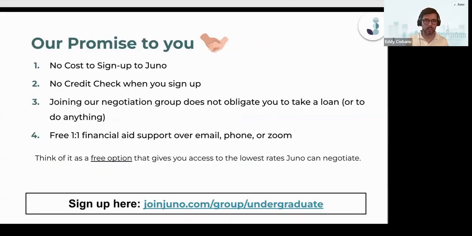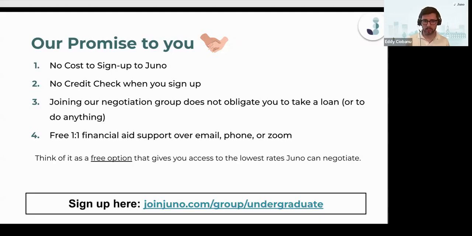There's no credit check. If you join the Juno group, you do not have to take out a loan. What you're doing is effectively signing up for a mailing list to agree to be contacted once we've negotiated a deal. There's a little bit of information that we ask on our form. Again, it's very simple, but it's student name, if they know what university they're going to, if the student has a credit score, and a cosigner credit score, and a few other small pieces of information.